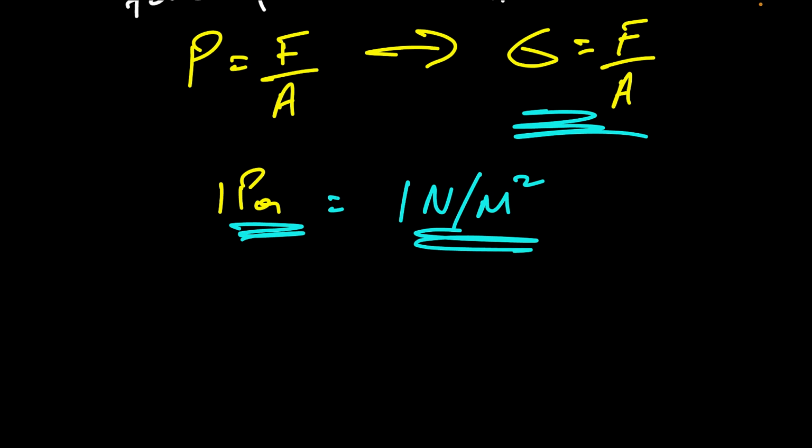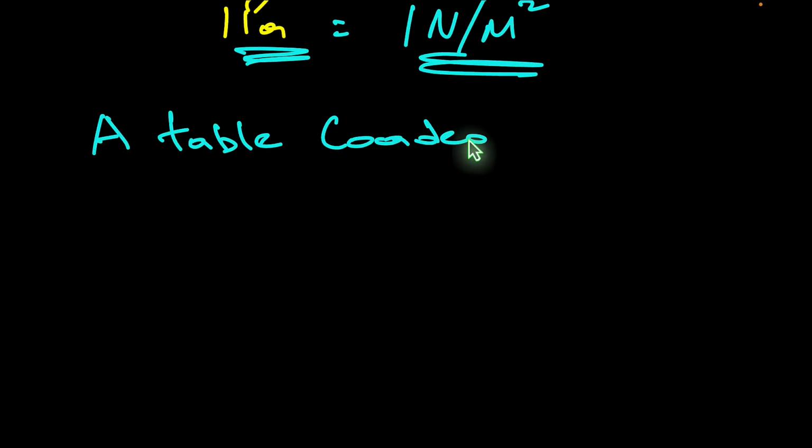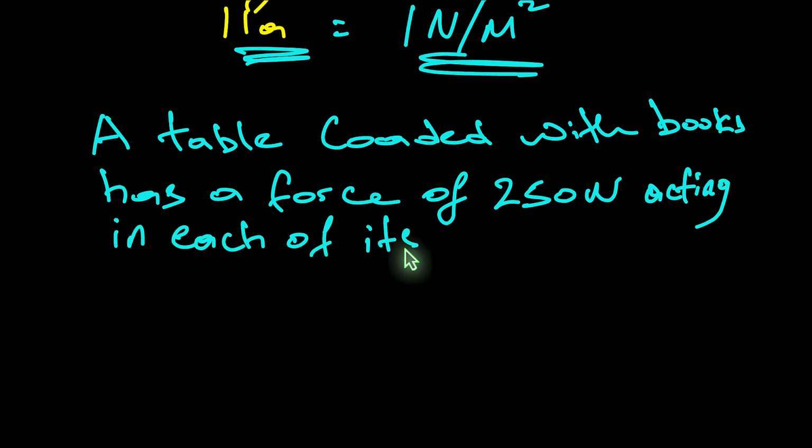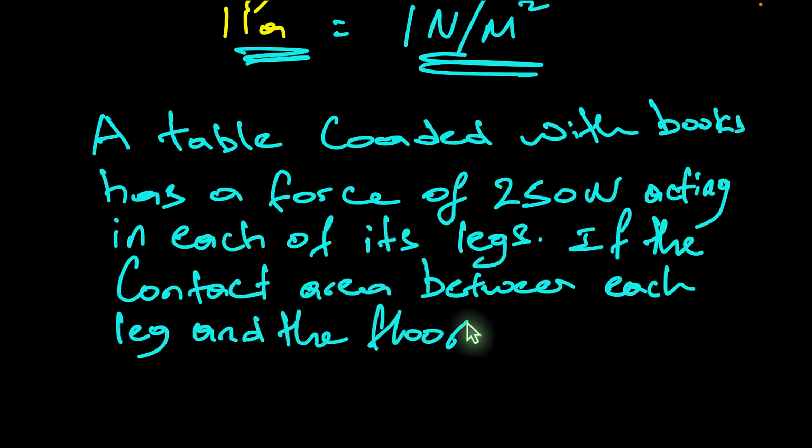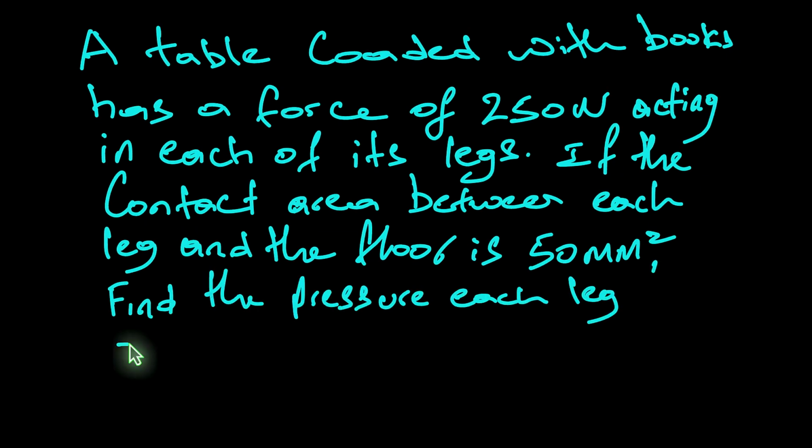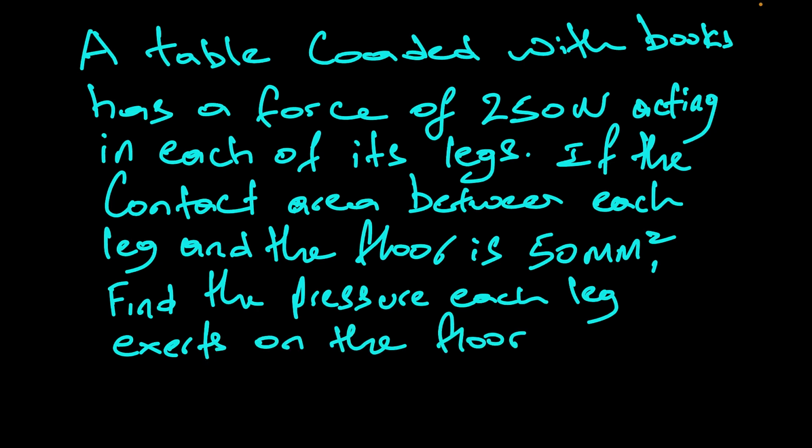So let's take a look at a question. Here we have a question where a table loaded with books has a force of 250 newtons acting in each of its legs. Now, if the contact area between each leg and the floor is 50 millimeters squared, then we need to find the pressure each leg exerts on the floor.